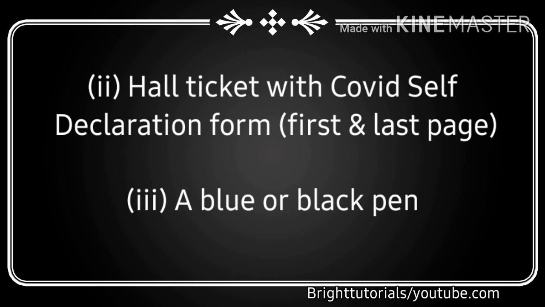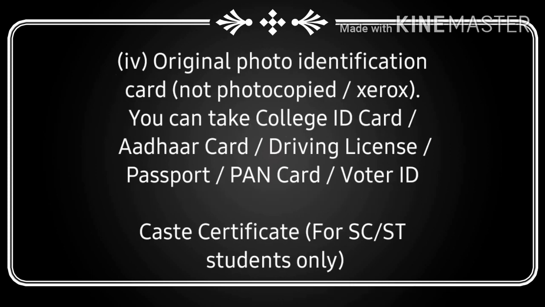Number 3, a blue or black pen. I suggest you don't take gel pens to the examination center. Number 4 is an original photo identification card, not a Xerox. You have to take the original of any one of these documents. It may be your college identification card or Aadhaar card or driving license or passport or PAN card or voter ID. Any one document you have to take to the examination center of TS Eamcet 2020.